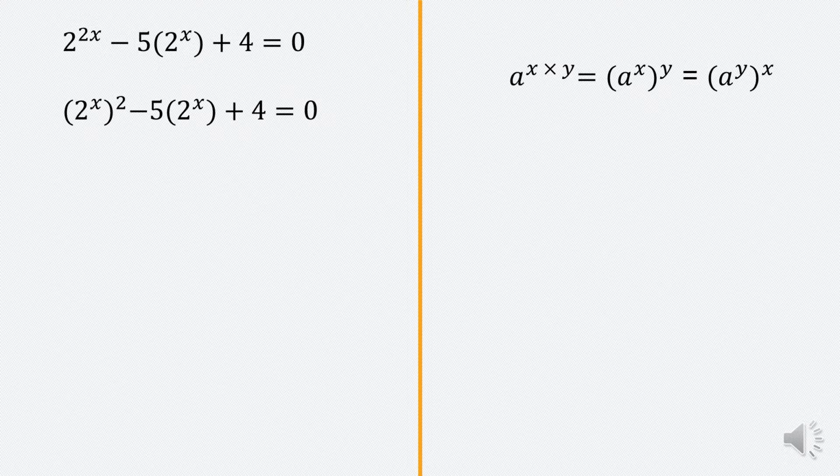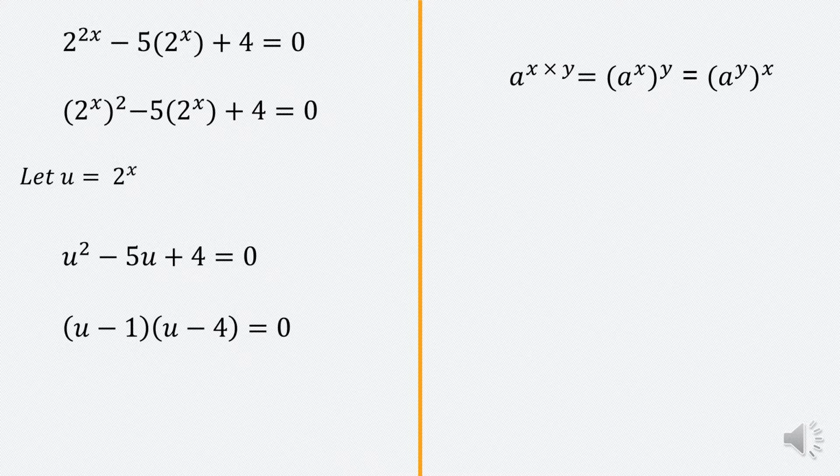The next thing to do is to replace 2 exponent x with a variable. Let's use u. So let u equals 2 exponent x. Now we have a quadratic equation: u squared minus 5u plus 4 equals 0. Factorizing this, we have u minus 1 times u minus 4 equals 0. And then we have u equals 1 or u equals 4.